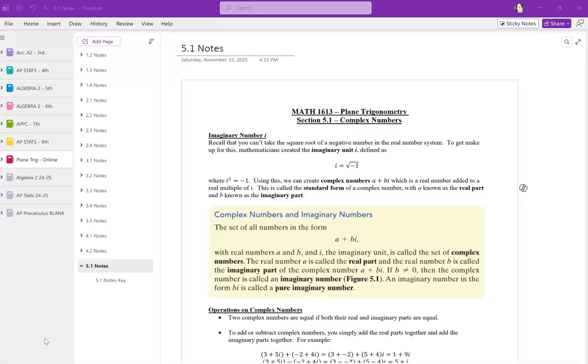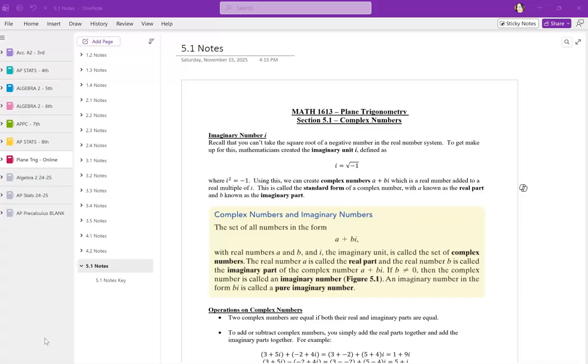So, section 5.1, complex numbers. If you remember, you cannot take the square root of a negative number. So, if you were to type into the calculator the square root of -4, the calculator would give you an error, because you just can't do it. To make up for this, mathematicians created an imaginary unit, which is i. So, the square root of -1 is i.